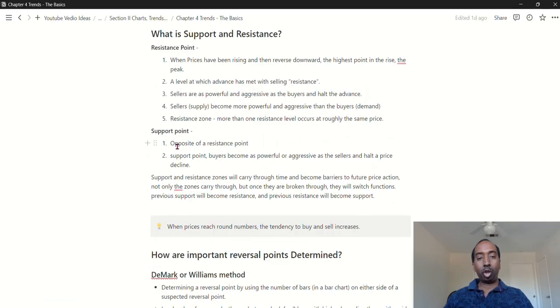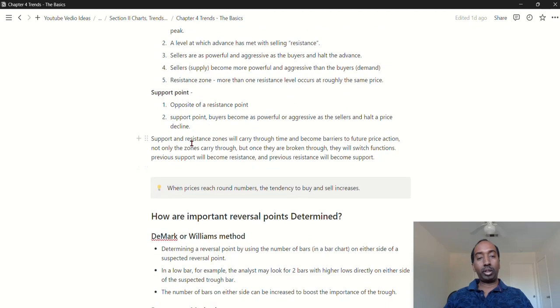Support point is the opposite of a resistance point. At a support point, buyers become more powerful and aggressive than the sellers and halt the price decline. Support and resistance zones will carry through time and become barriers to future price action. Not only do the zones carry through, but once they are broken through, they will switch functions. Previous support will become resistance, and previous resistance will become support.